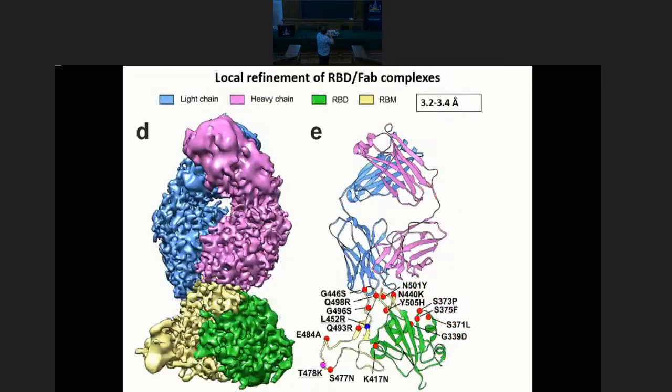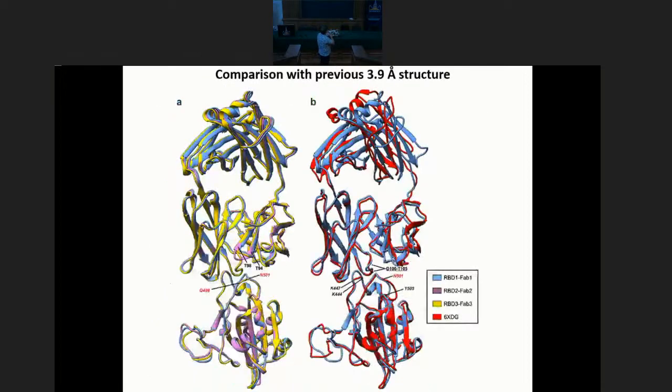Here, in one of these structures, you can see that indeed the Fab fragment interacts with both light and heavy chains to the part of the RBM on the side. If you compare with the previous structure, which was determined with a resolution of 3.9 angstrom, they see some differences here. They probably think this difference is due to the fact that we have better resolution in this part of the molecule. We have some differences on the interface between RBD and the Fab fragment.